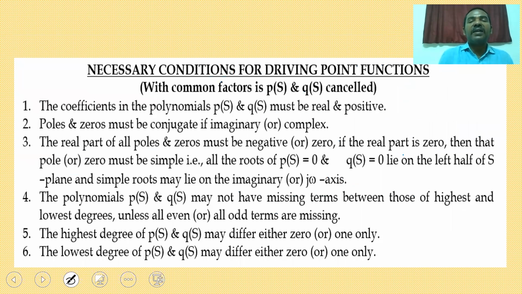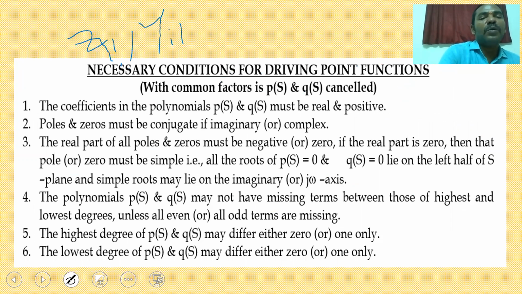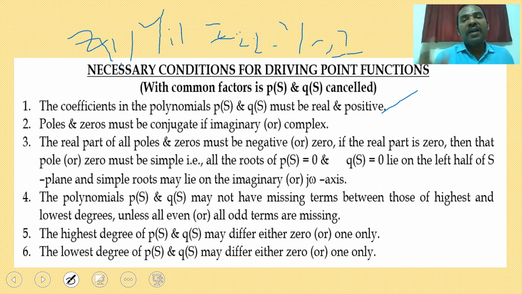Then coming to the necessary conditions of driving point impedance. Driving point means Z11 or Y11 or Z22 or Y22, like that. These are single input, single output systems or multi-output, multi-input systems. Okay. So here the first thing is the coefficients: A1, A2, AN, AM, or B0, B1, B2 and so on up to Bm. Those are the coefficients of the polynomials P of s and Q of s. These must be real and positive. So that is your first thing.